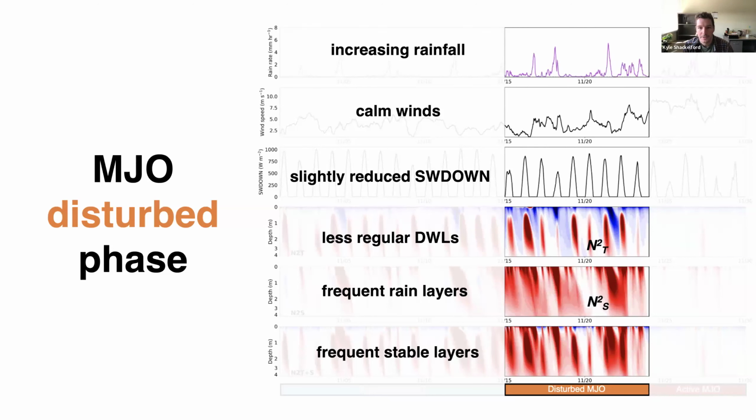During the MJO disturbed phase here, we can see increasing rainfall, as I alluded to earlier. Winds are still generally pretty calm, but perhaps slightly increasing during this time period. You have a reduction in downwelling shortwave radiation due to increased cloud cover. For this reason, you tend to have less regular and weaker diurnal warm layers forming. However, when we look at the salinity component of N squared, we can see there's frequent, almost near constant presence of rain layers during this period. And subsequently in the total N squared, we can see that the upper ocean is quite stable during the MJO disturbed phase or transition phase.